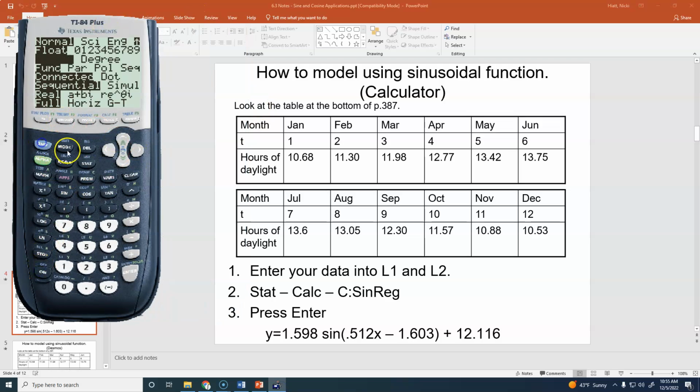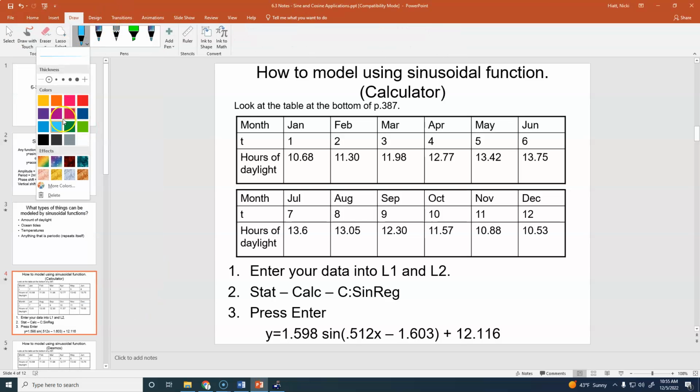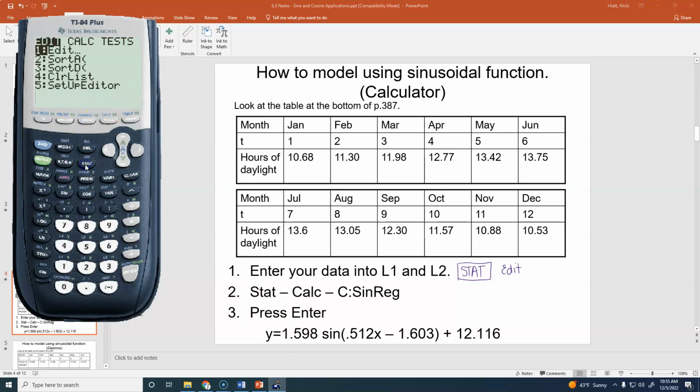All right, so we are going to first enter our data into L1 and L2. I realize you guys probably have not used the calculator as much as Desmos. How do you get to L1 and L2? Do you guys remember? Stat. So you're going to hit the stat button to get there. Stat, and then edit. So the stat button is right here. Edit is number 1, and then you're just going to enter your data.